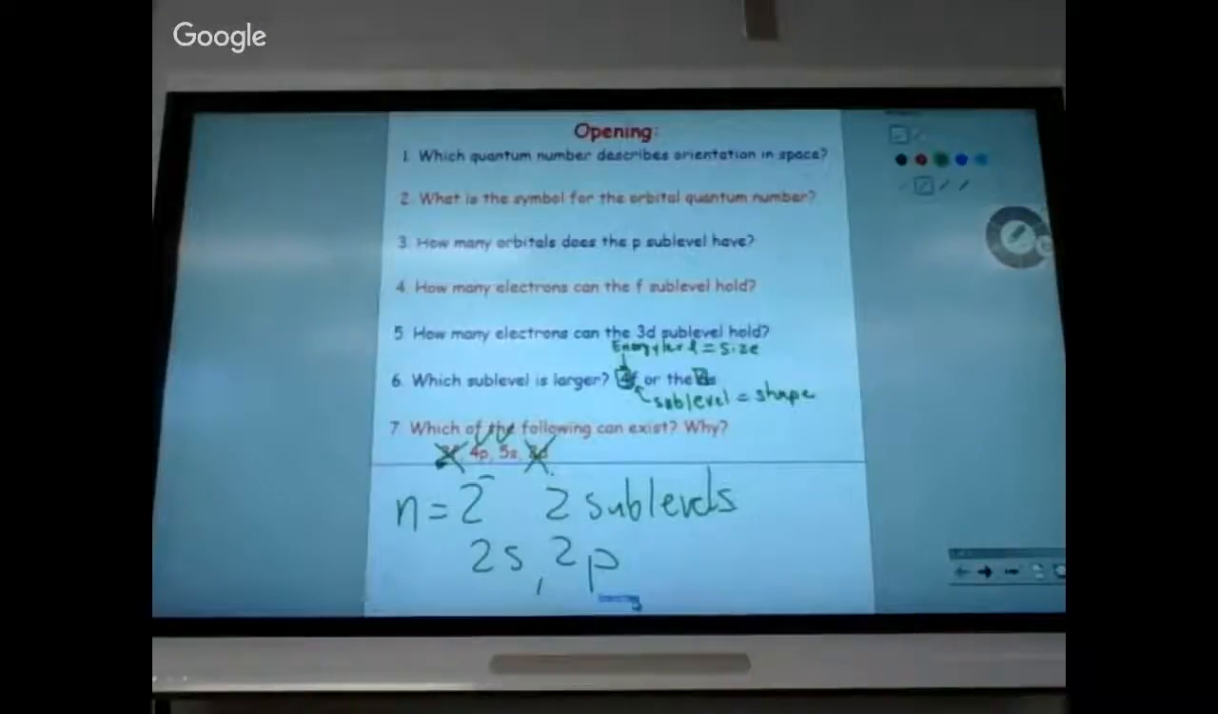Very good. All right. So, who would be bigger, a 2S or a 4D? 4D. Is it based on the S and the D or the 2 and the 4? Based on the 2 and the 4. All right. What's the shape of an S sublevel? Sphere. What's the shape of the P sublevel?